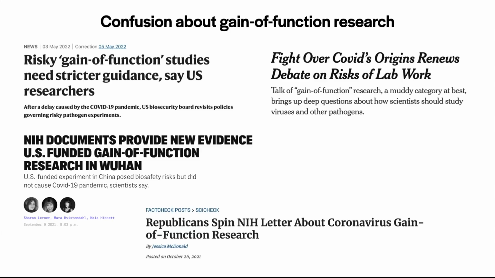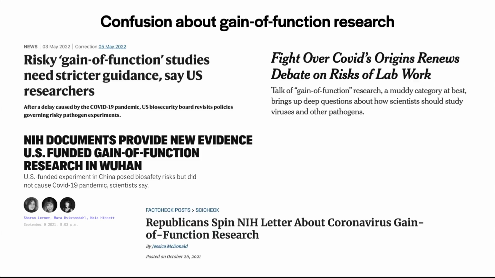And now we have headlines about gain of function. Risky gain of function studies need greater guidance. And then the COVID origin, some people think they were doing gain of function research and that led to SARS-CoV-2, which is incredibly cockamamie. There's no evidence for it whatsoever. And I'd be happy to talk to any of you about that at length, but we can't do it today. NIH documents provide new evidence. We funded gain of function research in Wuhan. Not quite right, but there were interesting experiments going on that I'll tell you about.